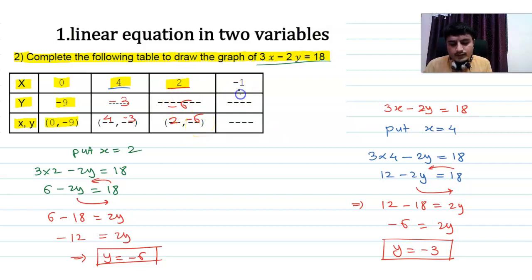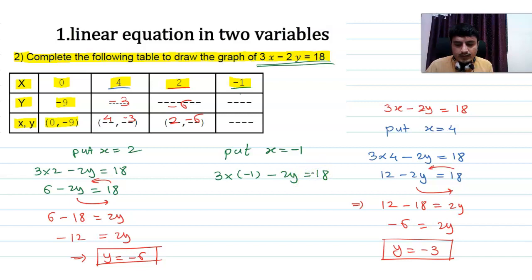Now look at the next one. We are given the value of x is minus 1. So for x equals minus 1, let's replace x by minus 1 in the given linear equation in two variables, that is 3x minus 2y equals 18. We are getting 3 into minus 1 minus 2y equals 18. So 3 into minus 1, 3 ones are 3, with the minus sign we have minus 3 here, then minus 2y equals 18.